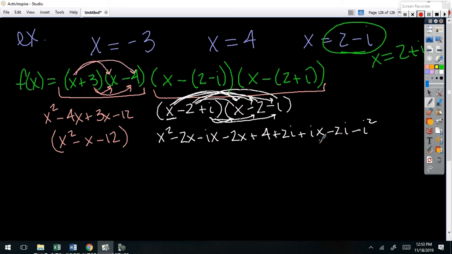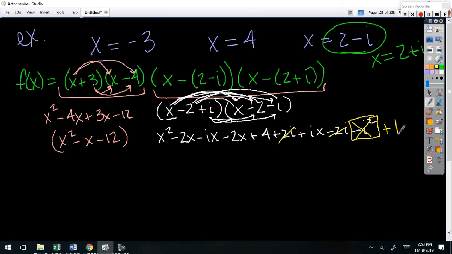The plus 2i and minus 2i. Those cancel. You're absolutely right. How about this negative i squared on the end? That becomes what? Positive 1. Okay. What else do you see that cancels before I move on?